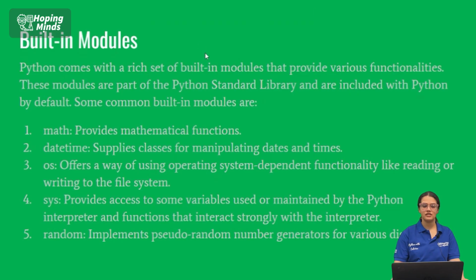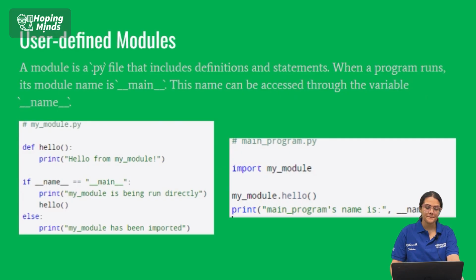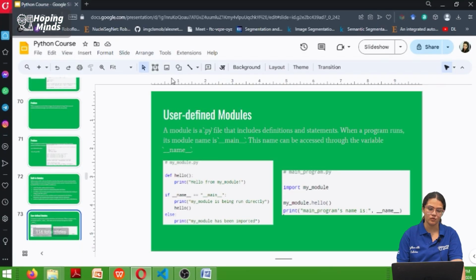Python comes with a set of built-in modules that provide various functionalities, and these are part of the Python standard library. And these are some built-in modules written over here. And now my task is to explain to you user-defined modules. What are these user-defined modules? So these are something that I will define. I can make my own module the way I have the math module, OS module, datetime module. I can make my own module. How interesting it is, no?